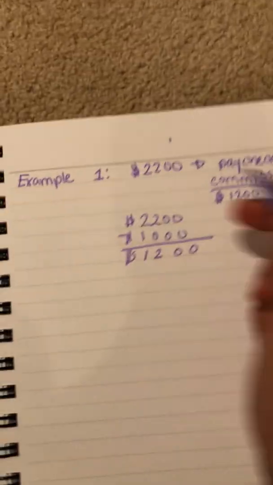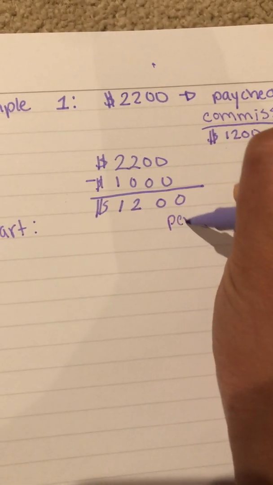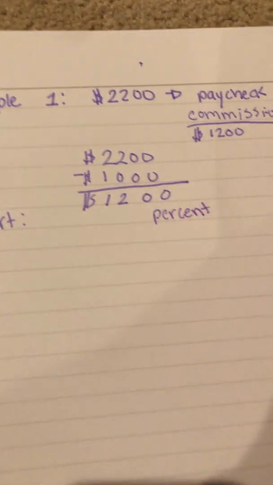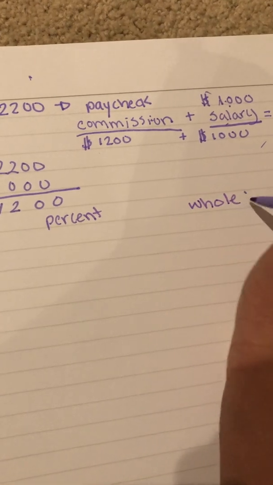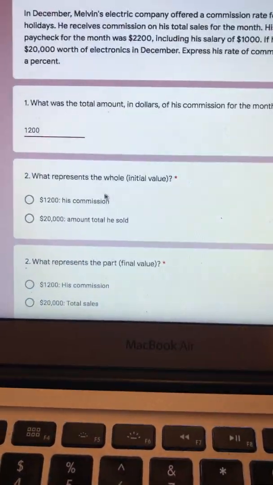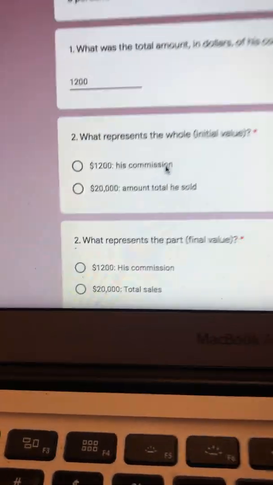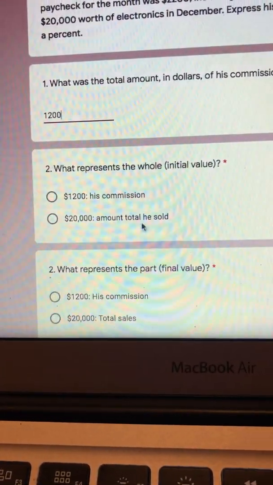Step 2, it says what represents the whole or the initial value. And so what I'm going to do on the side is, in my notes, we're going to do the part, again, the percent, and the whole. Okay, now we have a few numbers here. So what represents the whole? Is it the $1,200 of his commission or the $20,000, which is the amount total he sold?